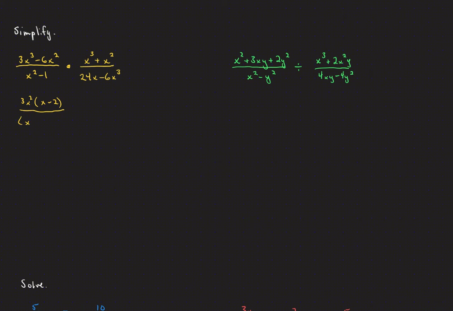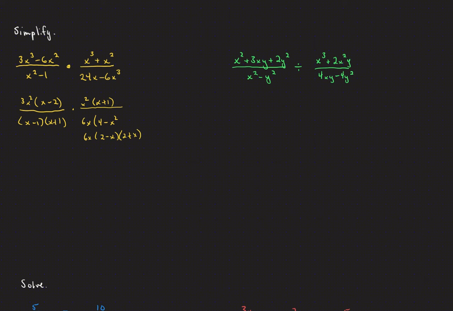In the denominator, that factors as the difference of two squares, so that will be an x minus 1 and an x plus 1. And the second term, we have a greatest common factor of x squared, which when we factor it out will leave an x plus 1. The denominator we can factor out as 6x, which will leave us with 4 minus x squared, which will factor further as the difference of two squares into 2 minus x, 2 plus x.